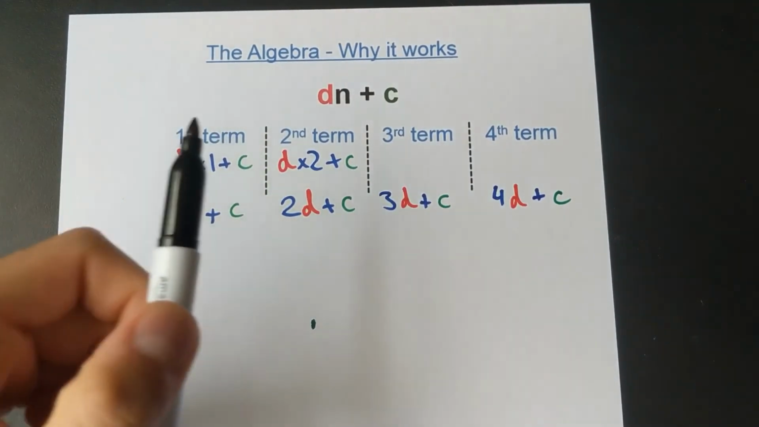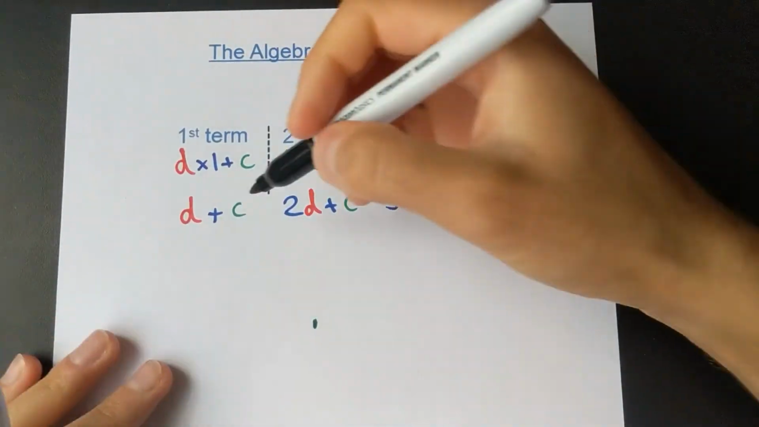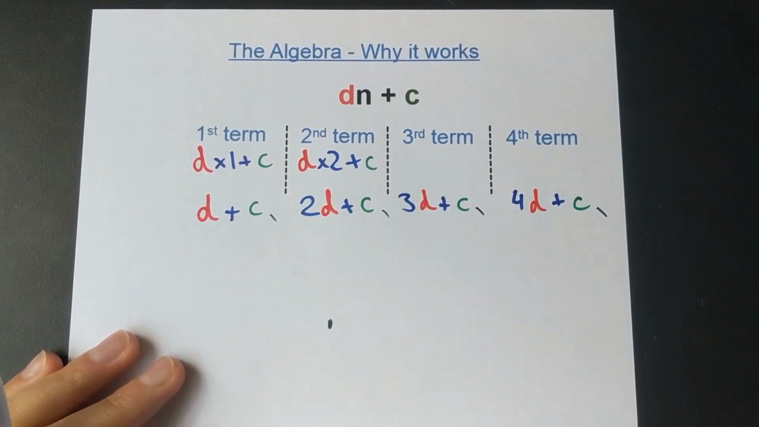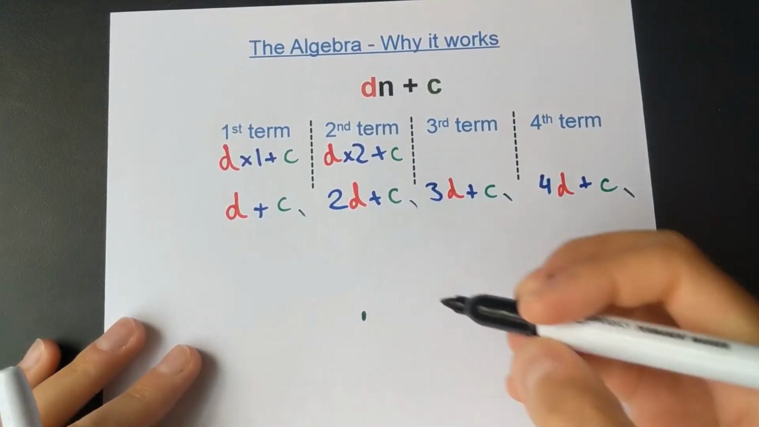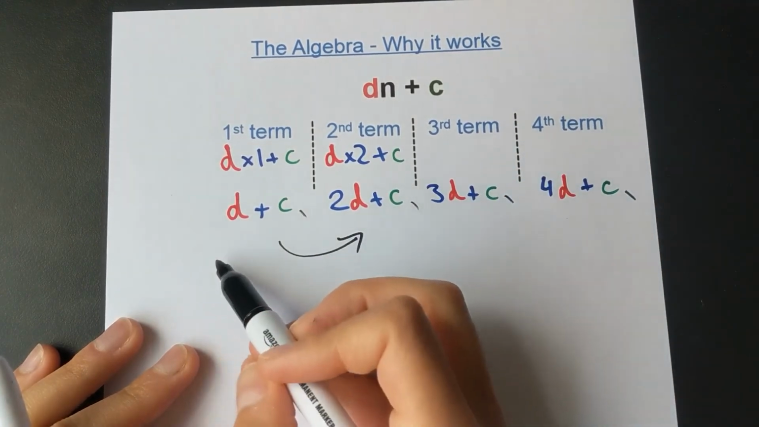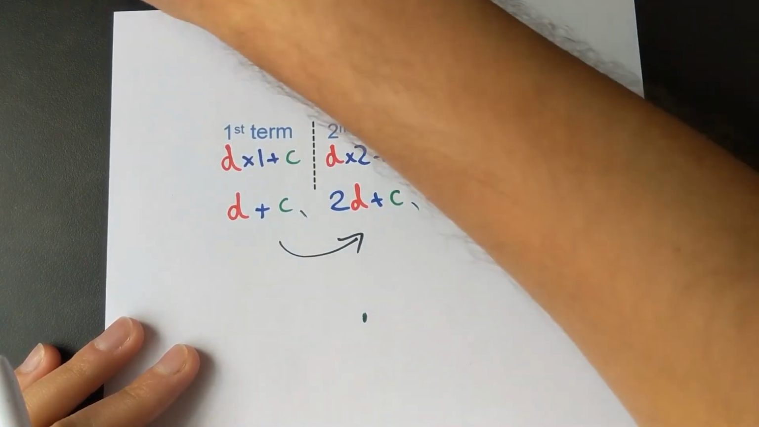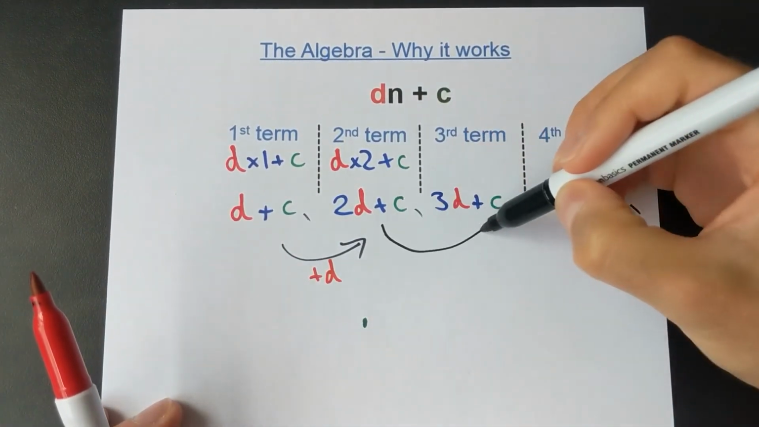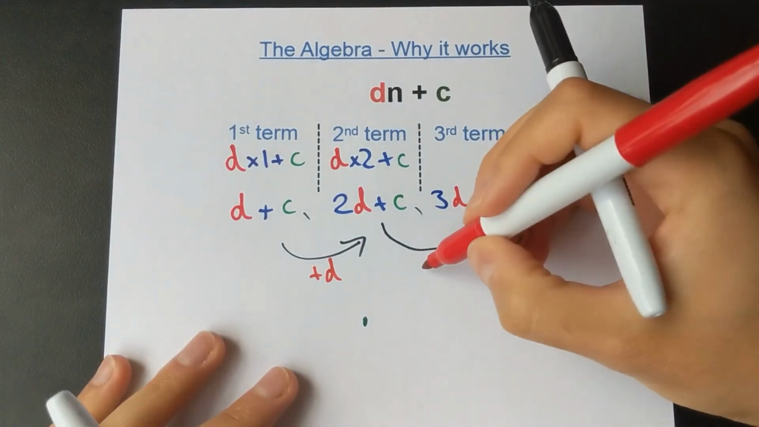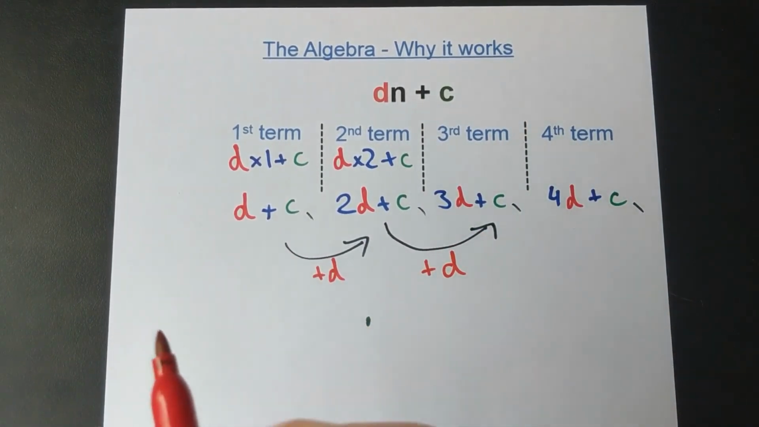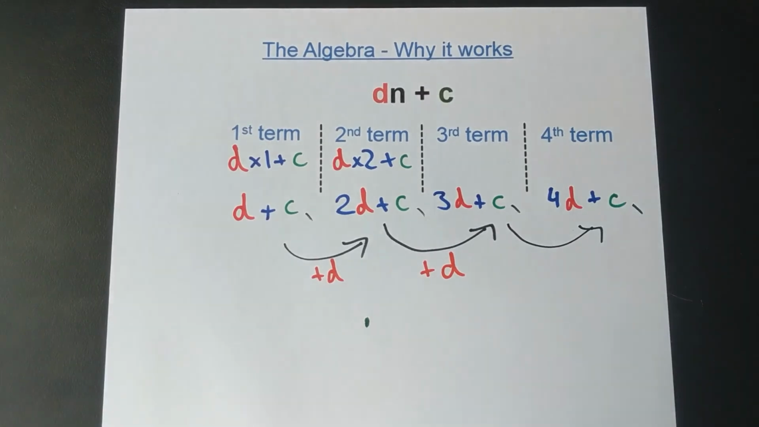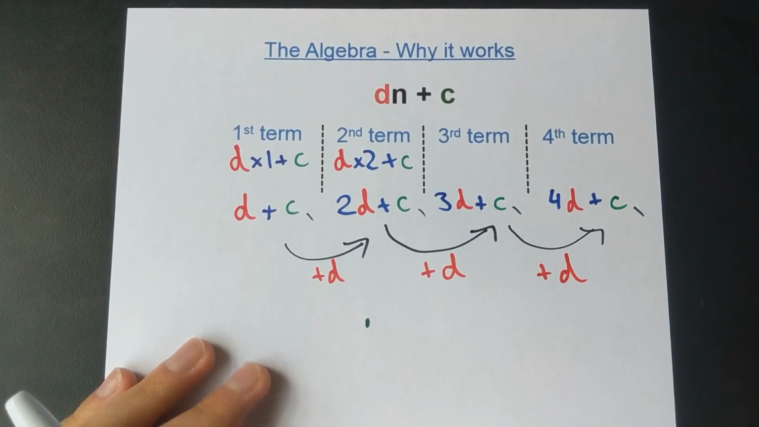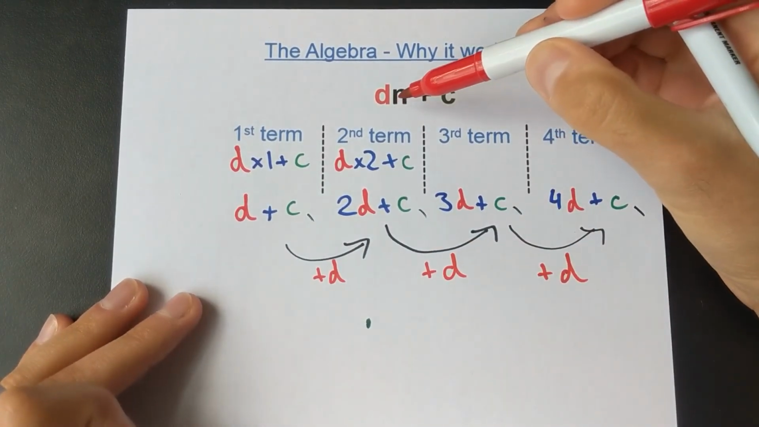Now, here I've got my first term, my second term, my third term, and my fourth term. What we can see here is, how do I get from d plus c to 2d plus c? Well, I'm just adding d. Here to 2d plus c to 3d plus c, I'm just adding d. And again with my fourth term, 3d plus c to 4d plus c, I'm just adding another d on again. So this is why the number that's in front of n is just what the difference is.